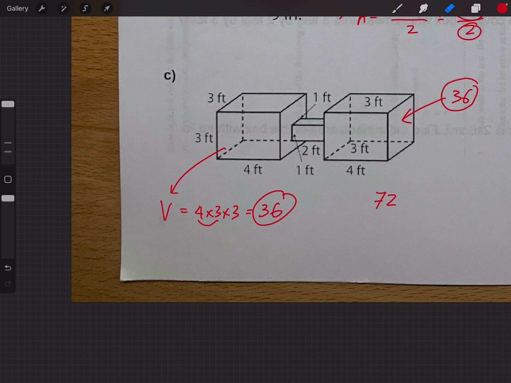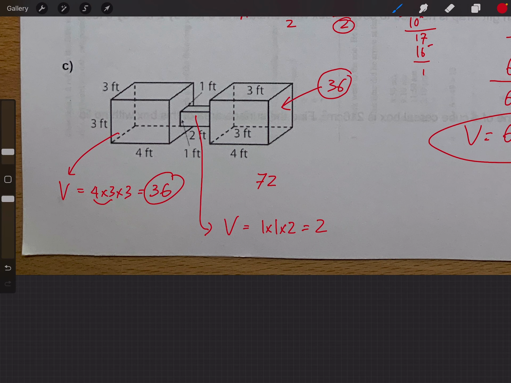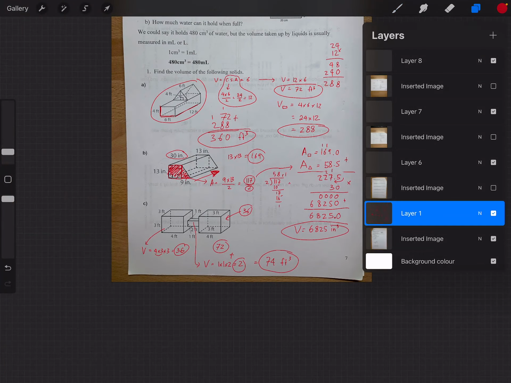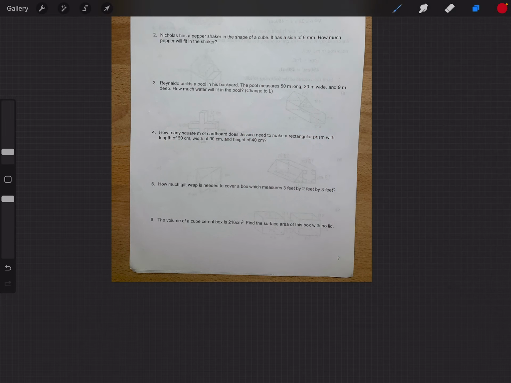Now we're going to find the volume of this middle piece. So let's find its dimensions. This thing here is 1, it tells us here. This is also 1. And it looks like this 2 refers to this length here. So the volume of this piece is 1 times 1 times 2, which is just 2. So together we have 72 plus the middle piece, you get 74 feet cubed. There's the volume. Alright, I accidentally gave out the answers. Let's not have that happen again.